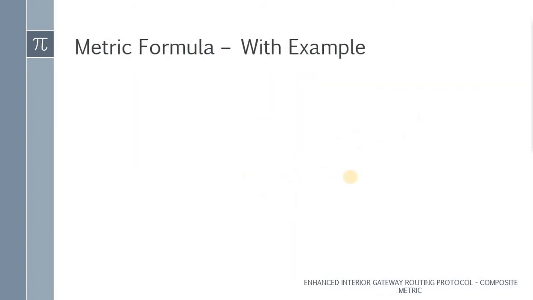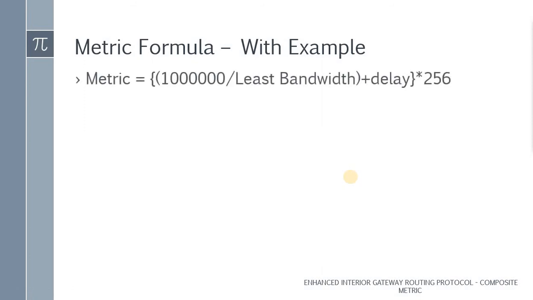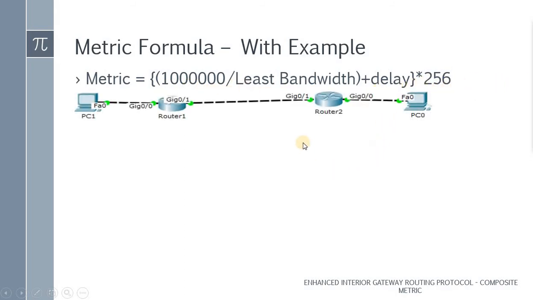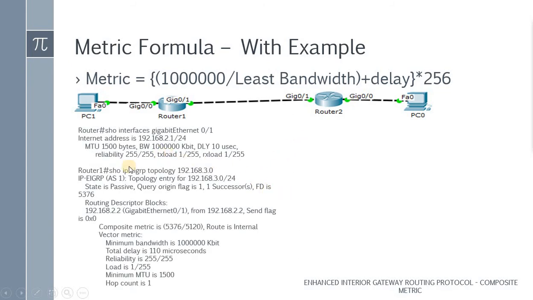Here is the next section with an example. Finally the metric becomes 10 to the power 7 divided by least bandwidth plus delay, into 256, and this is the topology used for the example. I have already configured the required IP addresses on this, and it is completely working. I can ping from PC1 to PC2.